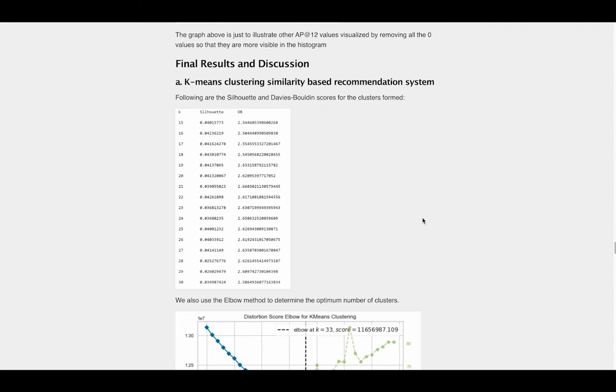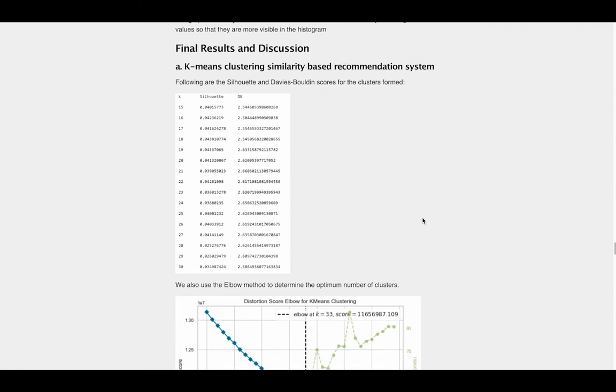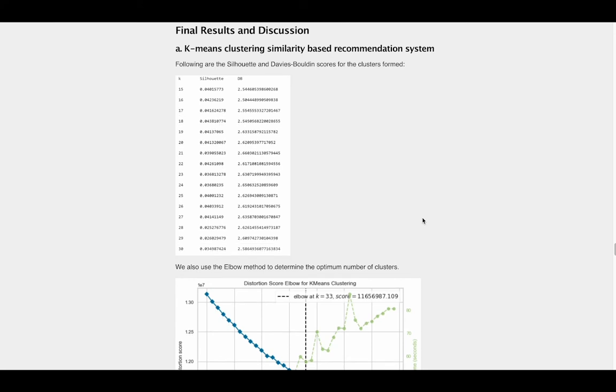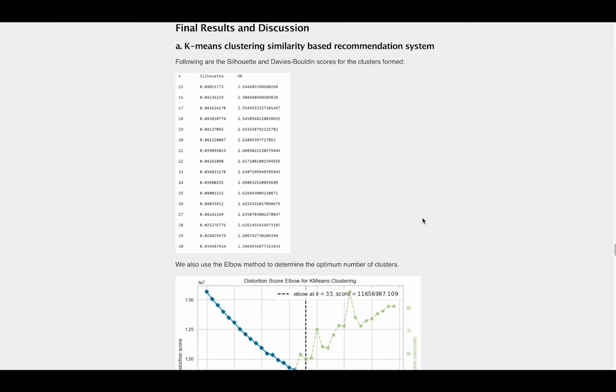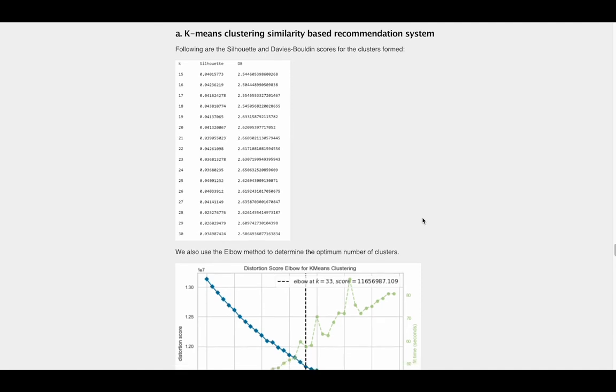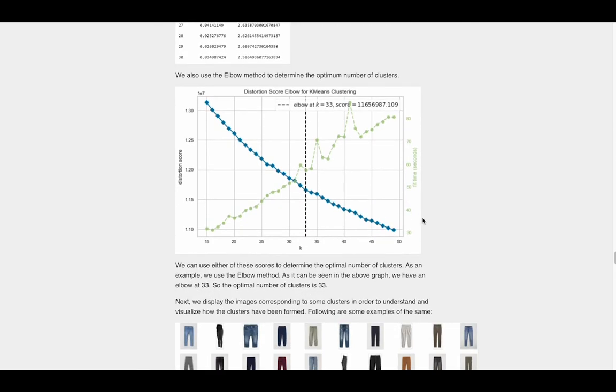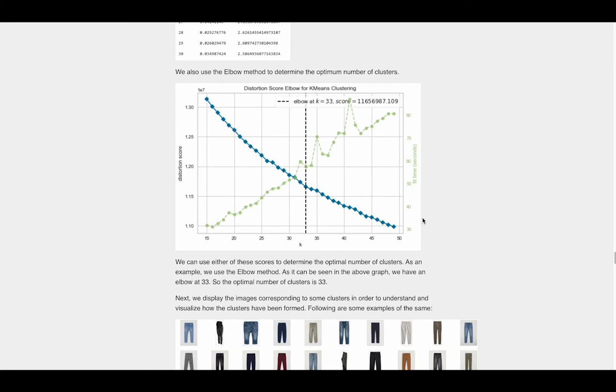Results and discussion. Below, we show qualitative results of our k-means clustering-based recommendation systems, starting with how we chose the number of clusters. The table below shows Silhouette and Davies-Bouldin scores for varying values of K, and the image below shows how we used the elbow method to choose the optimal number of clusters, K.